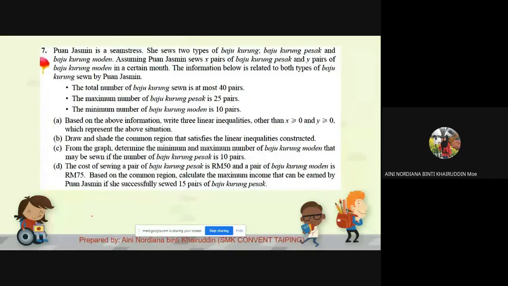Okay, question number 7. The total number of baju kurung sew is at most 40 pairs. So x plus y less than or equal 40. The maximum number of baju kurung pesak is 25 pairs. So x less than or equal 25. The minimum number of baju kurung modern is 10 pairs. So y greater than or equals 10.